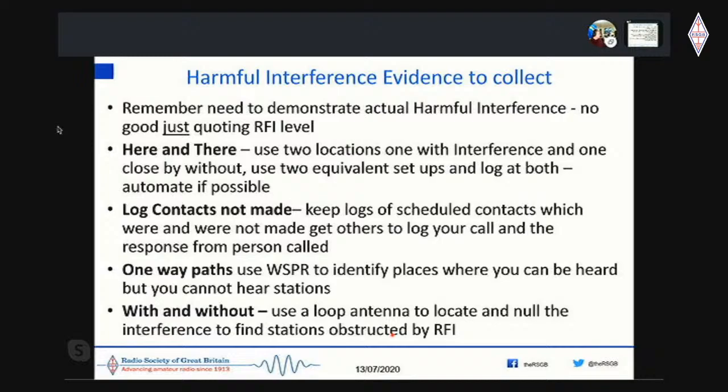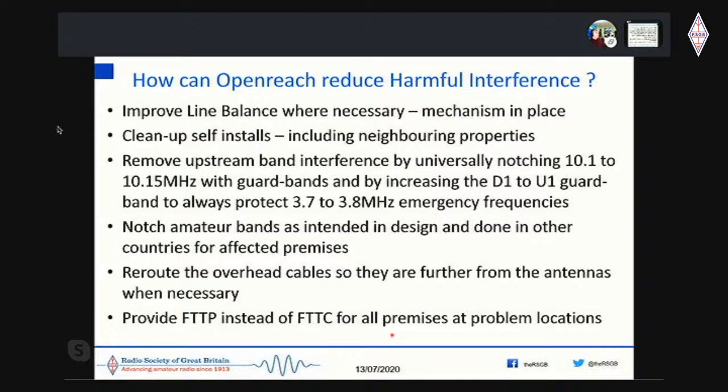So how can Openreach reduce it? Well, they will come out and improve the line balance. You can clean up self-installs, but the really important thing that they need to do is notch the bands. And what we're trying to do with all this work is to persuade them that there is enough problem out there to make it worthwhile notching the bands.